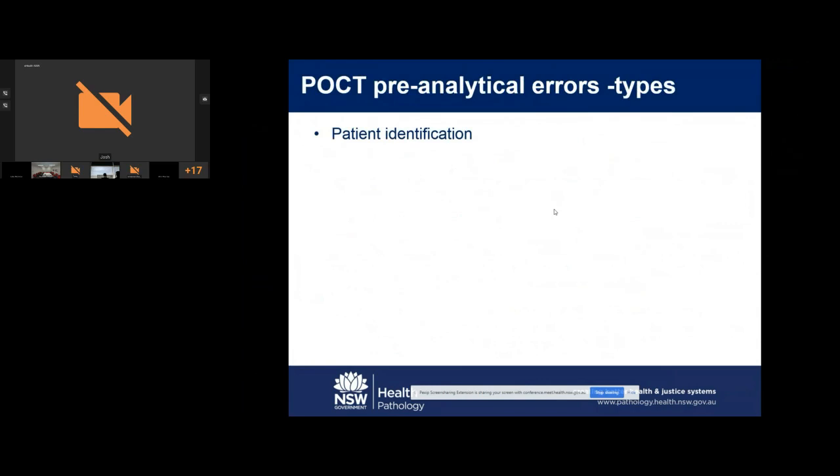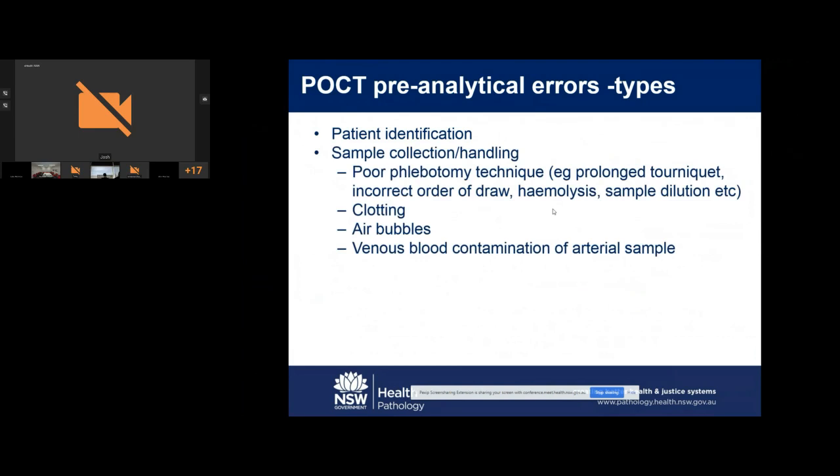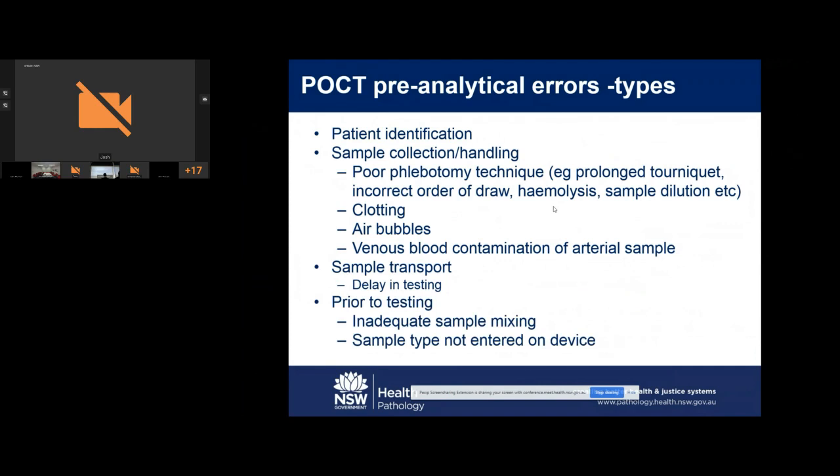So what types of point-of-care pre-analytical errors are there? Some of the more common ones include patient identification errors, and sample collection handling errors from poor phlebotomy technique: clotting samples, bubbles in blood gas samples, venous blood contamination of arterial sample. There may be some delay in testing prior to analysis, inadequate mixing of the sample, and not entering the sample type on the device to get appropriate reference intervals.